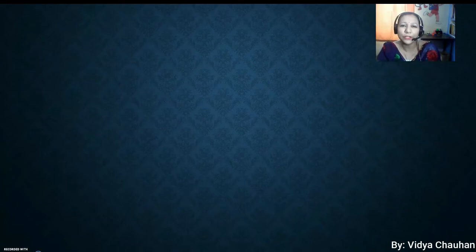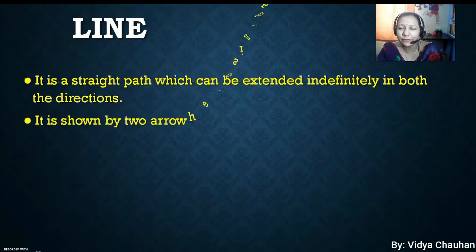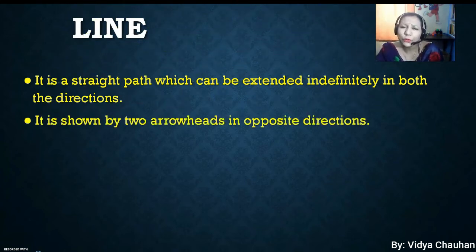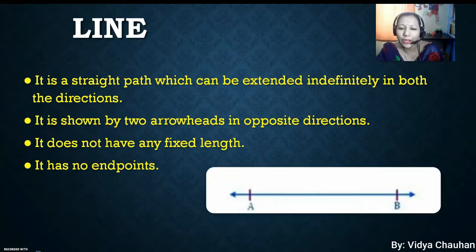The second topic which we are going to do is line. So next, let's discuss what a line is. It is a straight path which can be extended indefinitely in both directions. Indefinitely means you can extend it to your own choice. There is no fixed limit for a line. It is shown by 2 arrowheads in opposite directions. It does not have any fixed length, which means you can extend it indefinitely, and it also has no end points.